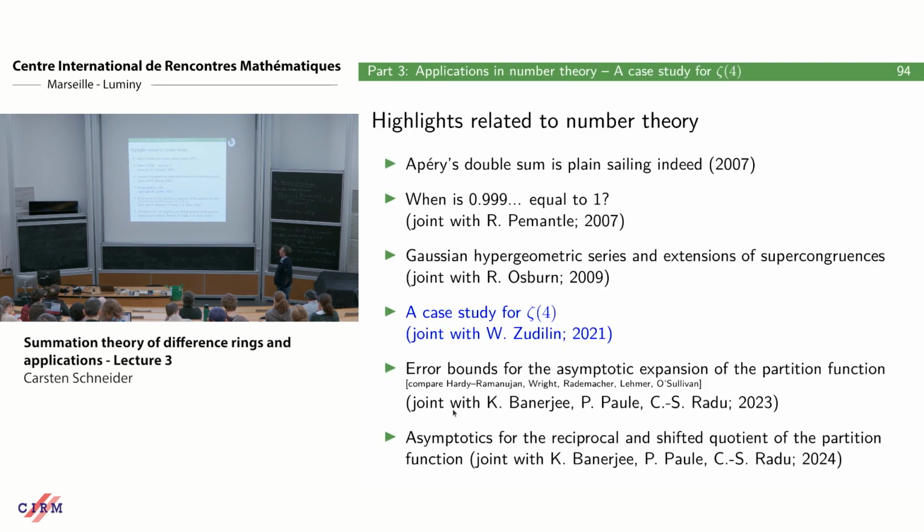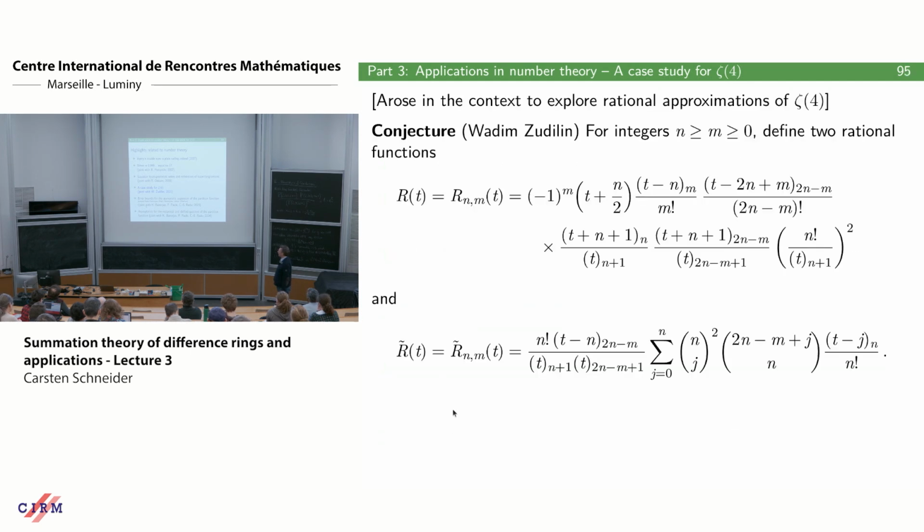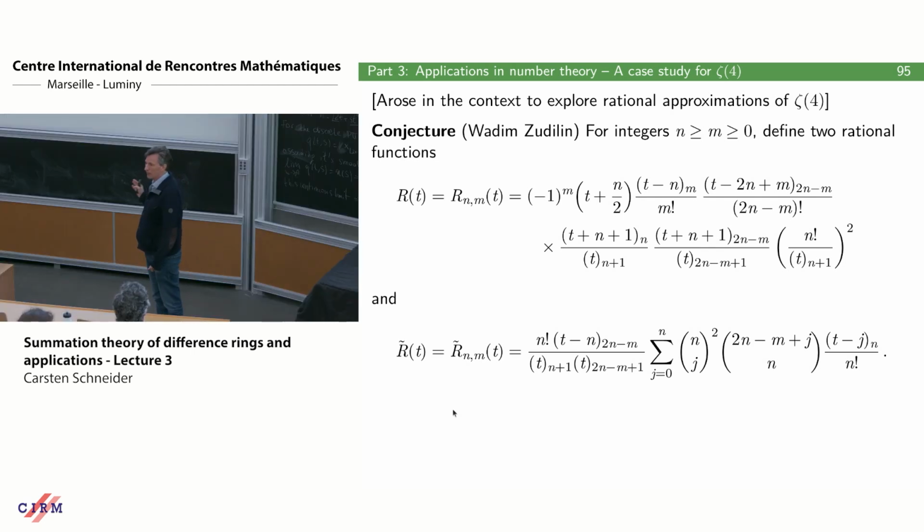Now we are ready to look at this joint work with Vadim Zudelin, and this is the conjecture that he posed. We are given two polynomials in T when we specialize n and m to integers. So here you just see basically Pochhammer symbols, the alternating sign, factorials, and when you plug in n, m being integers defined like that, then you get polynomials in T. Okay? But they are symbolic, so for symbolic n and m, you have basically a parameterized version of polynomials.